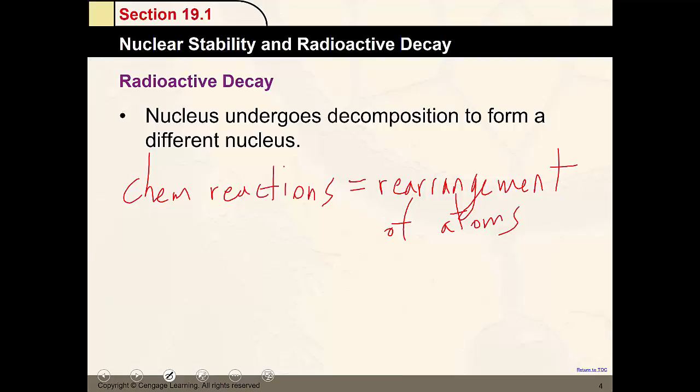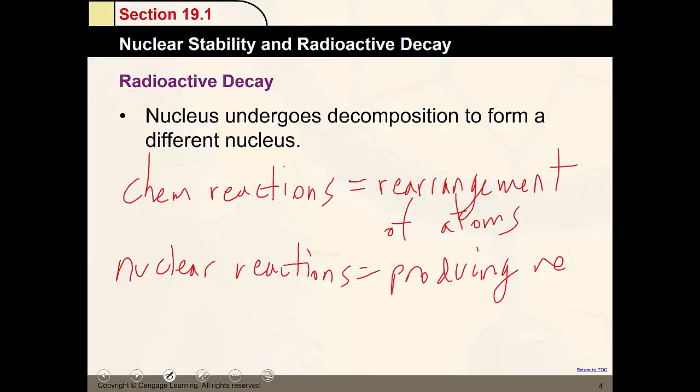So radioactive decay is a little different because you start and end with different atoms. So nuclear reactions are different because you're producing new atoms. And some elements are more likely to undergo nuclear decay. So the ones that are more likely to go under nuclear decay are those that have an atomic number greater than 82.